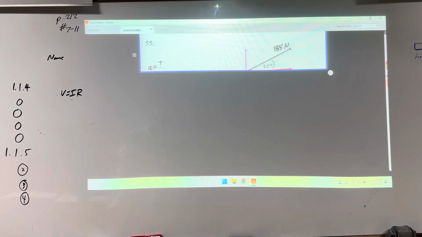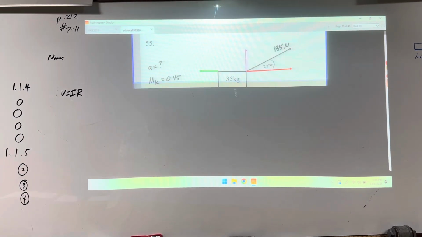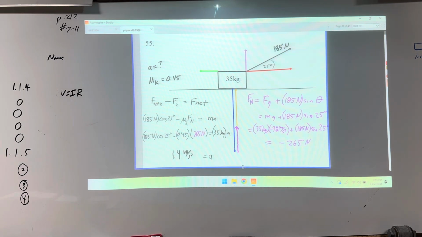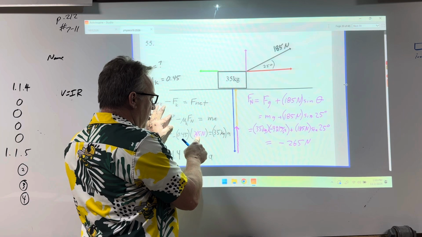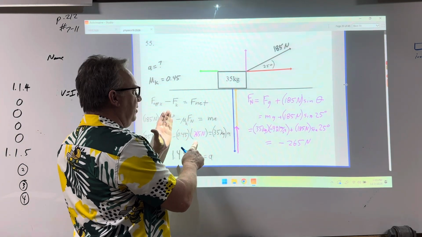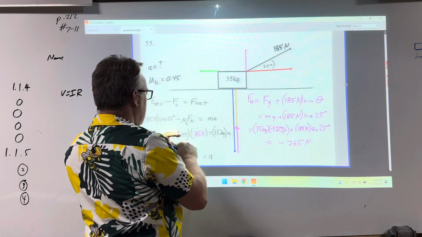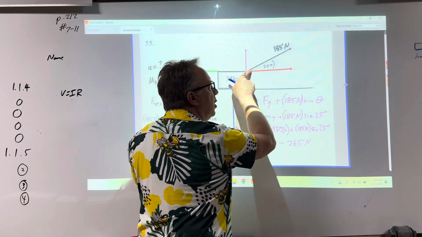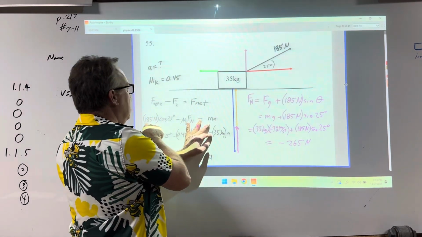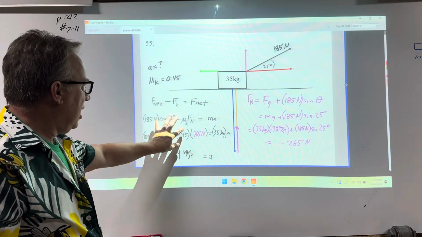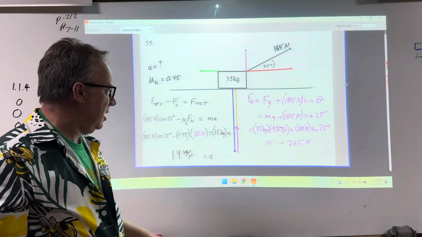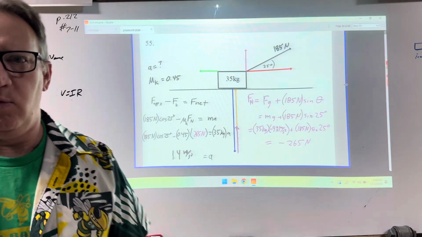Now that you have the normal force, you can calculate the friction. Okay? So the friction is the coefficient of friction times the normal force. We're going to subtract that off because it's this way, and our pulling force that way is 185 cosine theta. When you subtract those two, you get mass times acceleration. Acceleration works out to 1.4 meters per second squared.